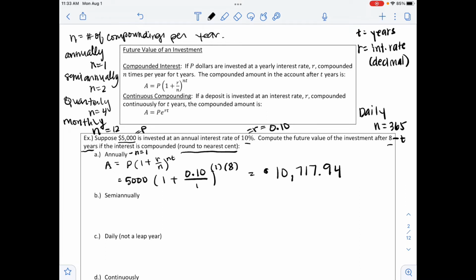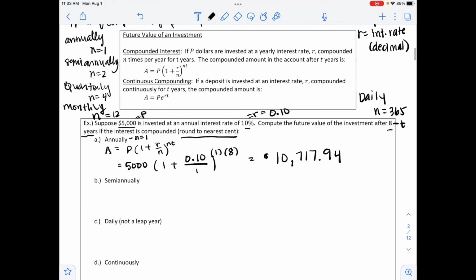So semi-annually, now they're going to take that interest, and rather than giving it to you all at the end of the year, they're going to give you some of it in the middle of the year and then some at the end of the year, so twice. So you should have more money in your account because it's being compounded more often. And so from here, since semi-annually, this means N is equal to 2.